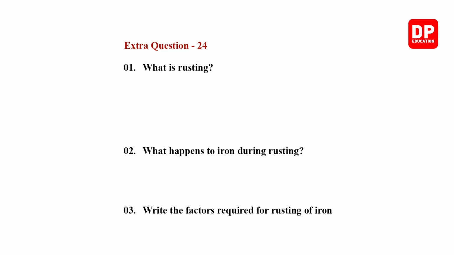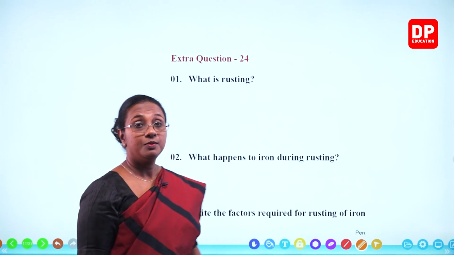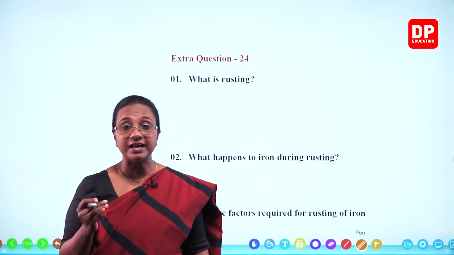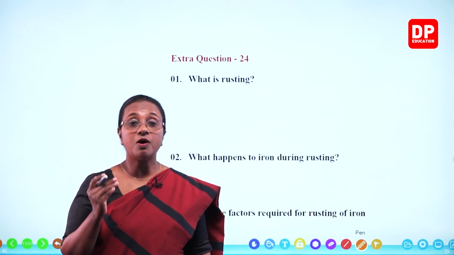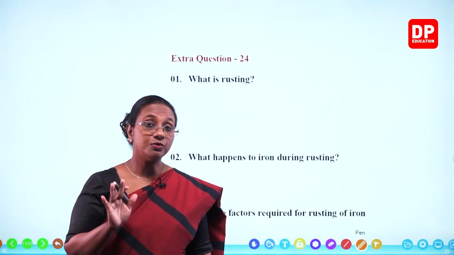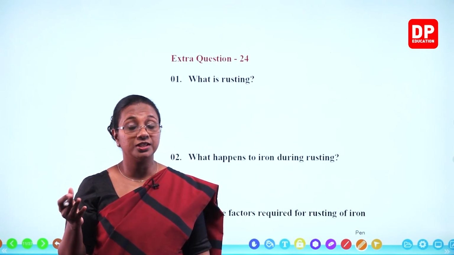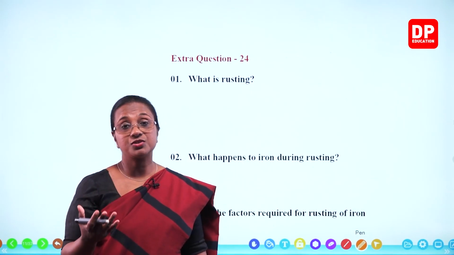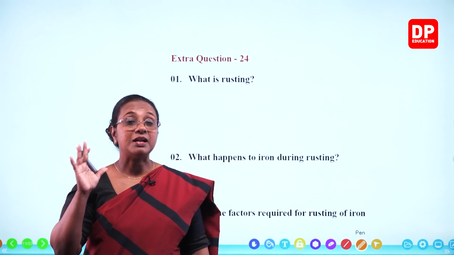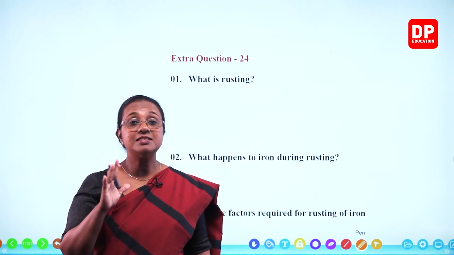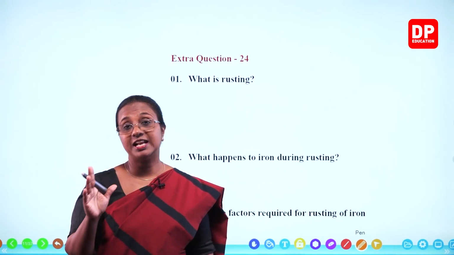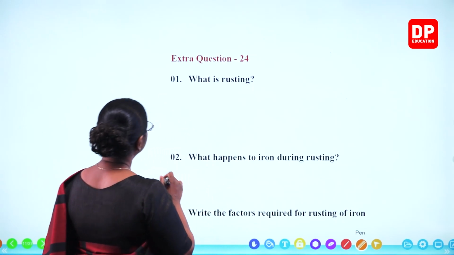The next question, what is rusting? It is the corrosion of iron in the presence of oxygen and water. It is known as rusting. You all know all the metals undergo corrosion. They react with air, that is oxygen in air, there is an oxide layer formed and that is corrosion. But when we say rusting, it is the corrosion of iron in the presence of both oxygen and water. So we have to write that.